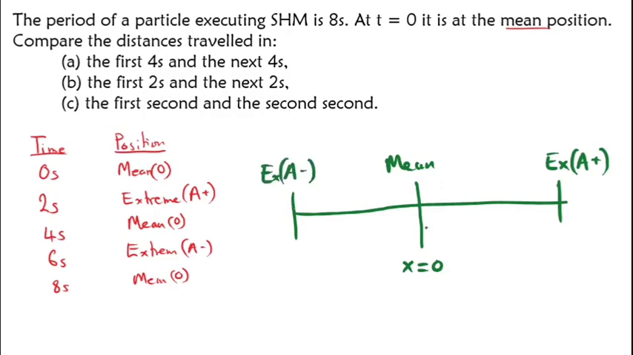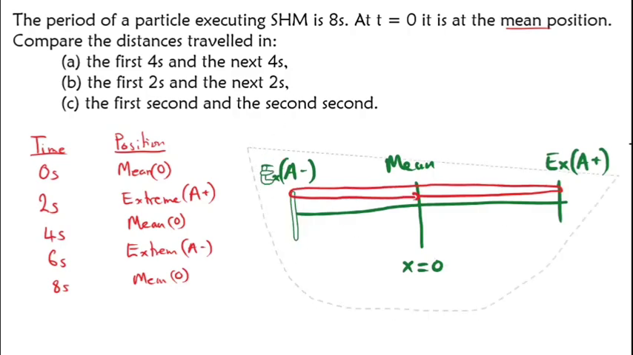So this motion starts from mean 0. After 2 seconds, it's at the extreme positive. After 2 seconds, it's at mean 0. Then again, it goes back. So it moves like this. From this position, it goes here, then it goes back to the negative, then it comes back here to the mean. That completes a cycle, and the time it takes to do that is 8.